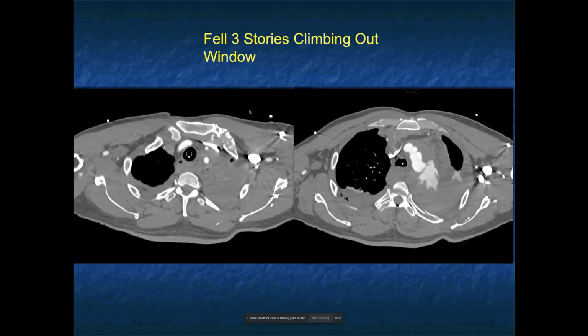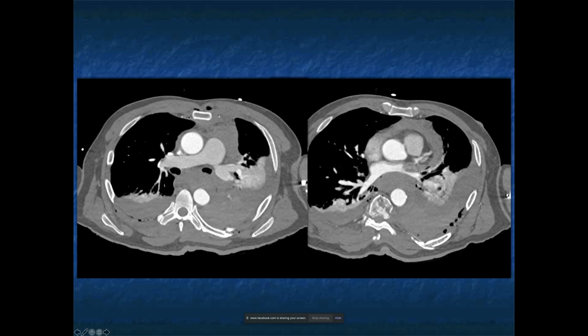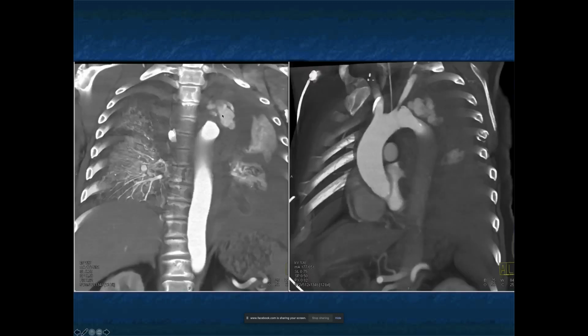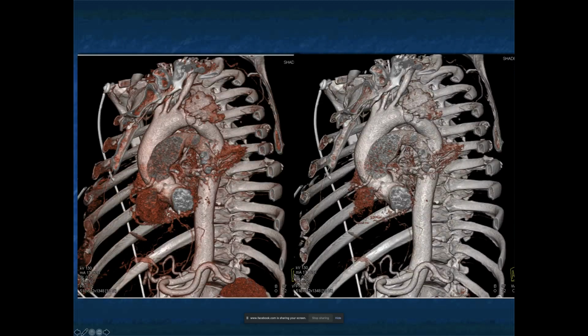Now, just to follow up on those, let me show you two other cases. Look at this patient post-trauma. They're intubated, but look at the bleed in the chest, sternal fracture, active contrast extravasation. Okay, here's a few more views. I'll just go through it. Active extravasation nicely on the volume rendering.